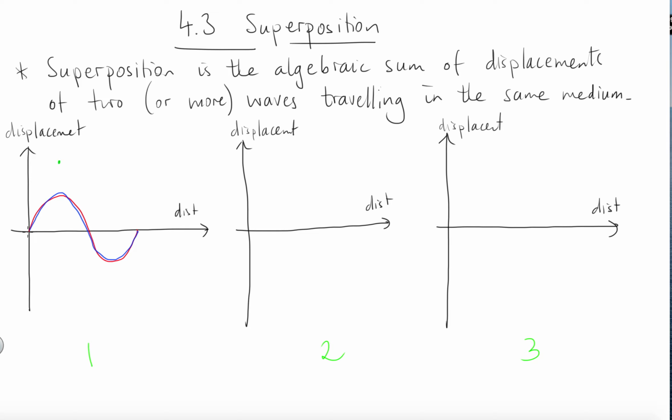Here they both have a displacement of 0, so the superposed displacement will be 0. Here the superposed displacement will be 0, and again here the superposed displacement will be 0. But here the two negatives add up to make a larger negative displacement, and you end up with a position that looks like this. This is what we call, we're going to come onto that slightly later, constructive interference.